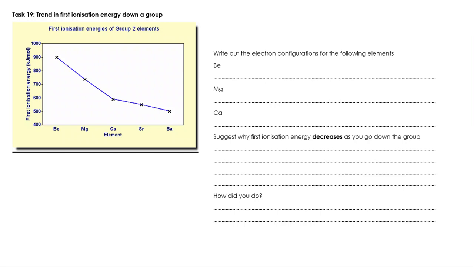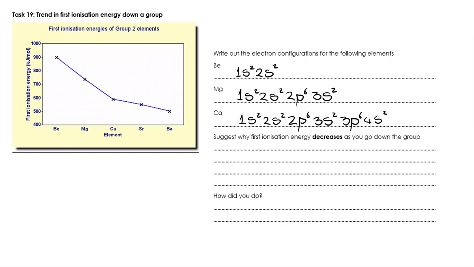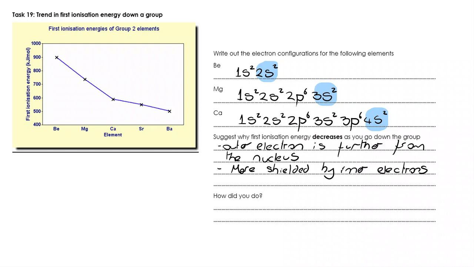So electron configurations is a nice recap of information that we already have. 1s2, 2s2, magnesium ends in 3s2, calcium ends in 4s2. So they all end in s2. What we have got here is an extra principal energy level every single time. So why does it decrease as you go down the group? Well, we think about this logically. We relate this to the reactivity of group 1 that you've learnt about at GCSE. The outer electron is further from the nucleus. That means it's less attracted. It's also subject to more shielding by the inner electrons. For that reason, less energy is needed to be applied to remove the outer electron.